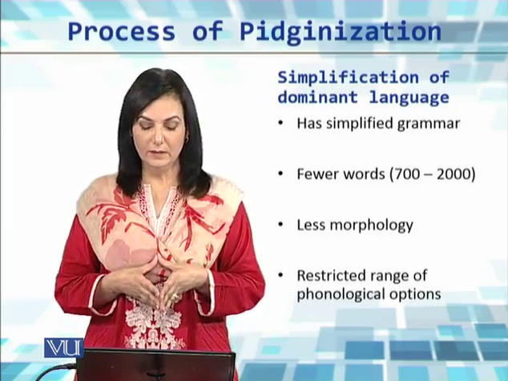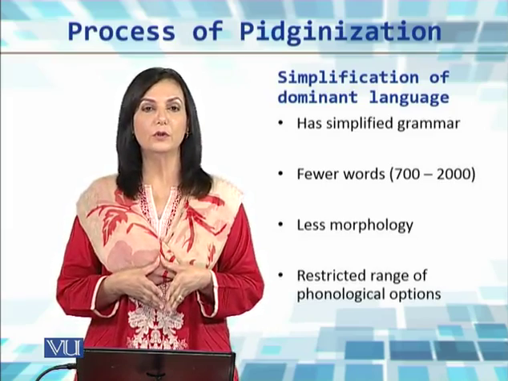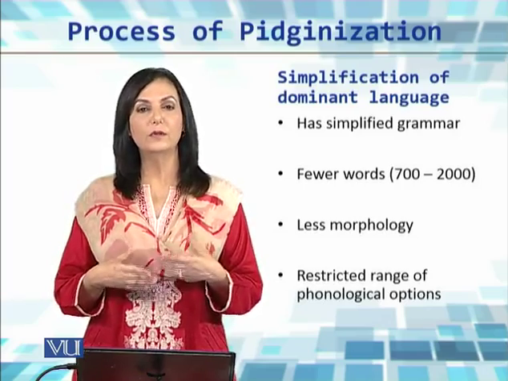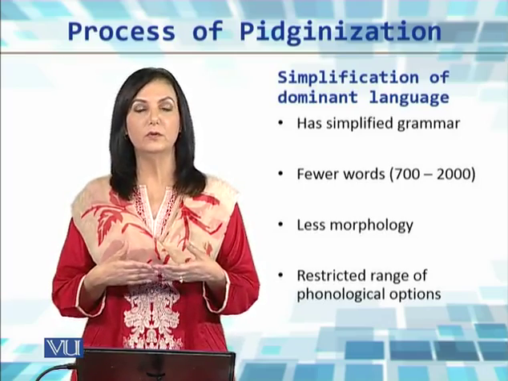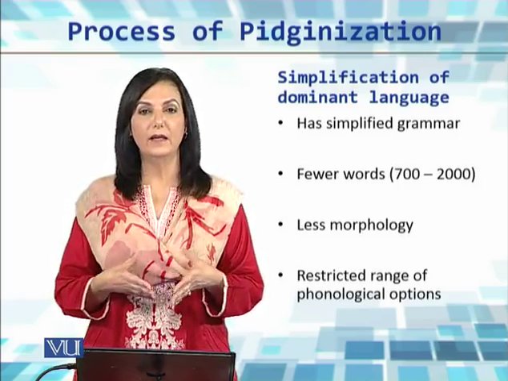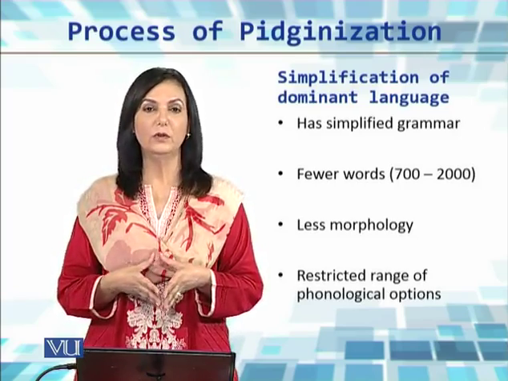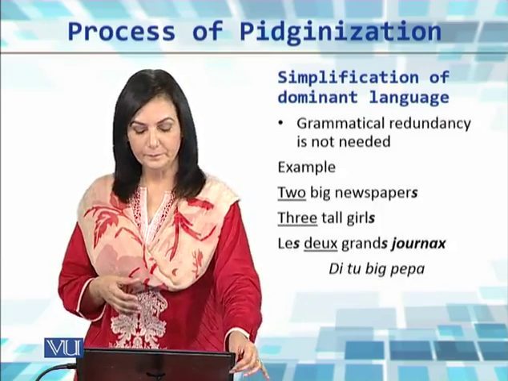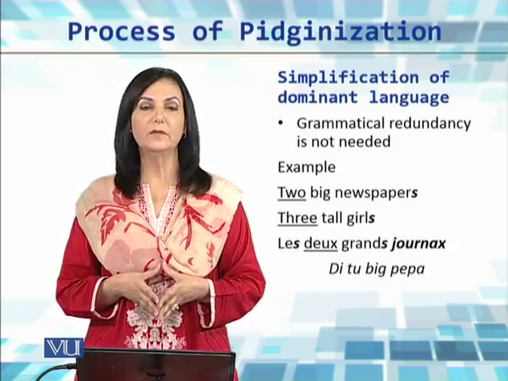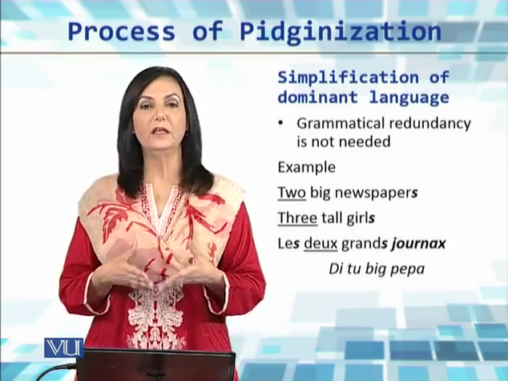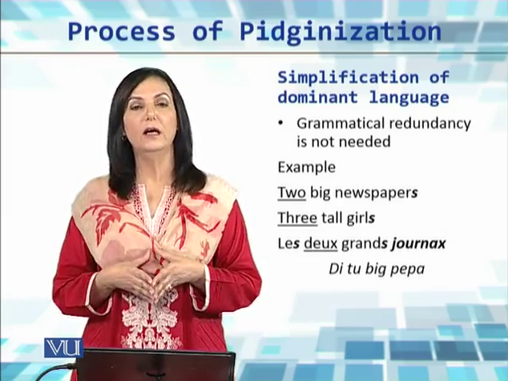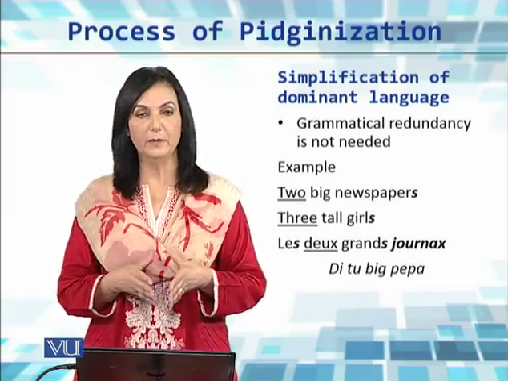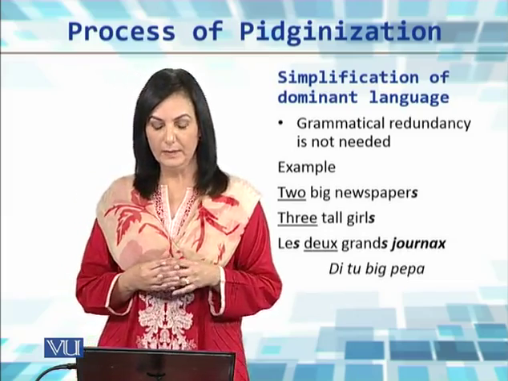Not only that, the phonological options are also restricted. For example, the speakers who simplified the language to use were not really very careful about the pronunciation. So the pronunciation is also restricted in range. Let's take a look at some of the examples of simplification of English before it emerged, or before it began to be used as a pidgin.